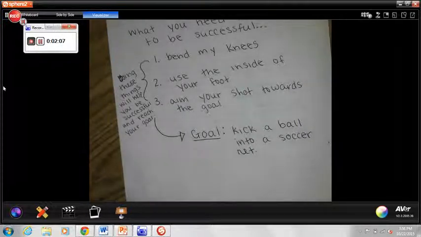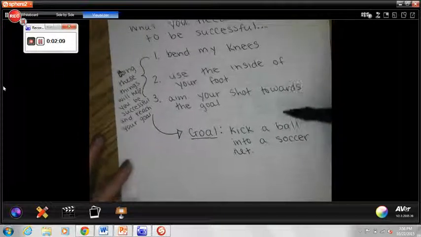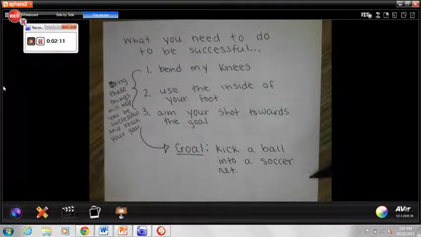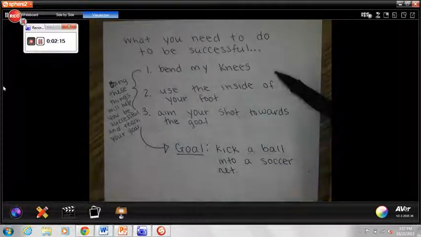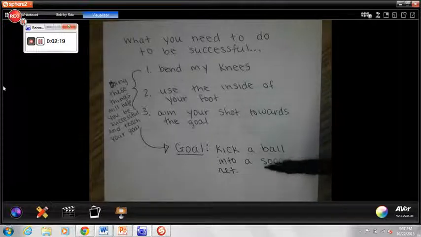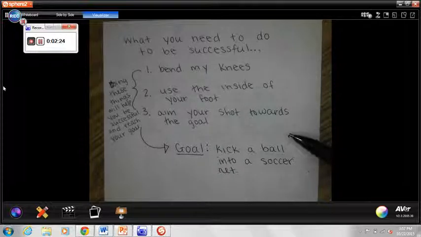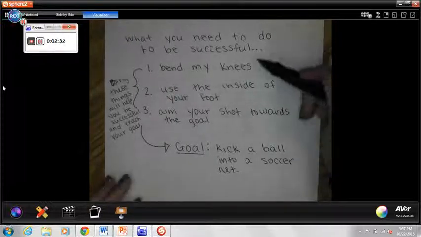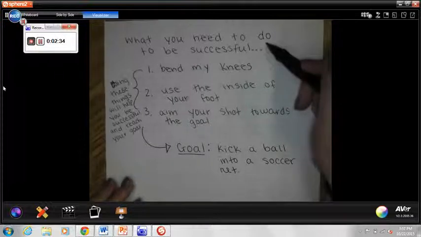So when you're coming up with your criteria, you might have a long list of things that you need to do to meet your goal. And you want to be very specific. So bend your knees. Use the inside of your foot. Aim your shot towards the goal, and then you're probably going to want to say swing your leg with enough speed that it forces the ball to move, and there are other things that you're going to need to do as well. But these things in the middle are what you need to do to be successful.